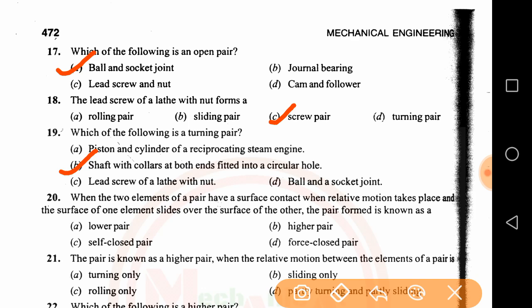When the two elements of a pair have a surface contact, and relative motion takes place, and the surface of one element slides over the surface of the other, the pair formed is known as lower pair.